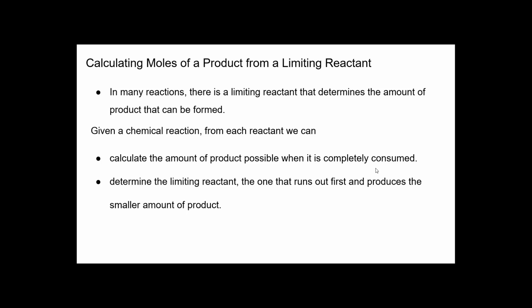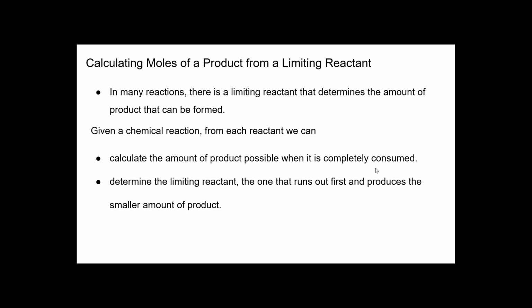So, calculating moles of a product from a limiting reactant. In many reactions, there's a limiting reactant that determines the amount of the product. So in most cases, we don't talk about it except specifically when we're dealing with limiting reactant reactions. But there's always one that will run out before the other. Just happens. That's no matter how well you plan it. Given a chemical reaction, from each reactant, we can calculate the amount of product possible when it's completely consumed, then determine the limiting reactant. That's the one that runs out first and produces a smaller amount.